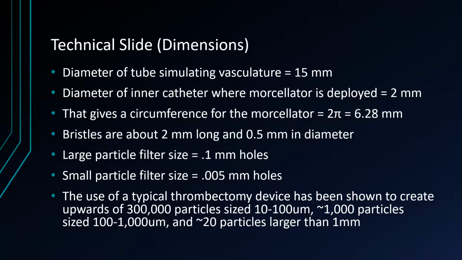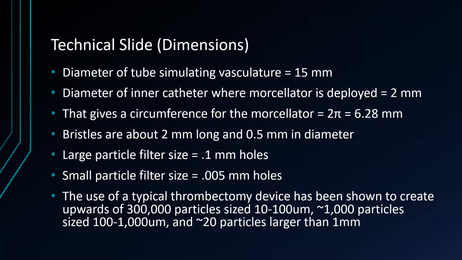So, some technical stuff. The diameter of the tube simulating the vasculature will be 15 millimeters, which is about the average diameter of the human inferior vena cava, which is what we were simulating. The diameter of the inner catheter over which the morcellator will be deployed is 2 millimeters. That gives us a circumference for the morcellator of 2 pi, or about 6.28 millimeters. The bristles themselves are about 2 millimeters long and are 0.5 millimeters in diameter.